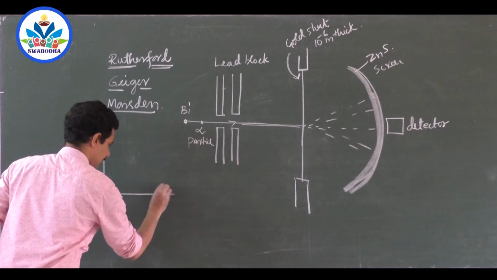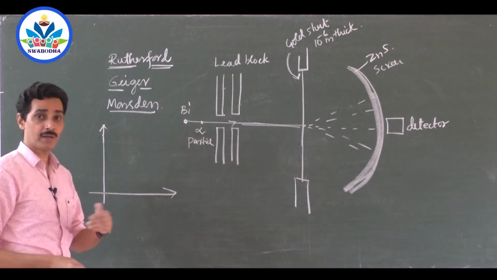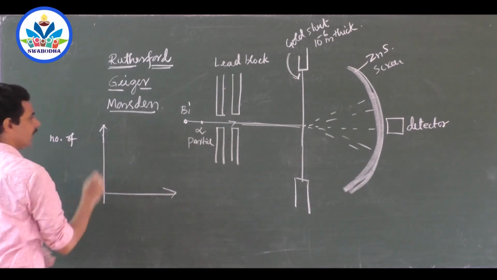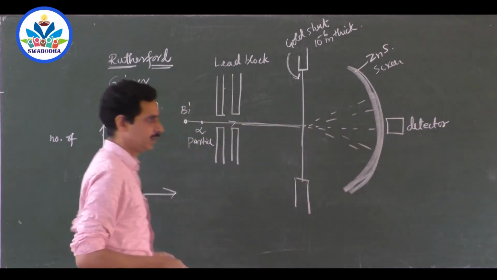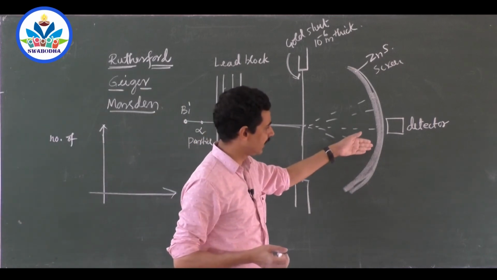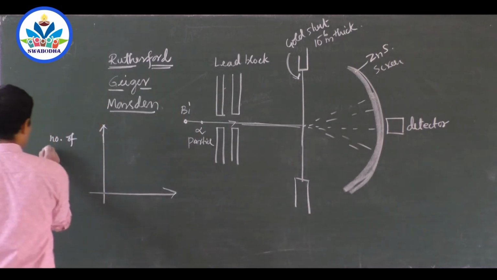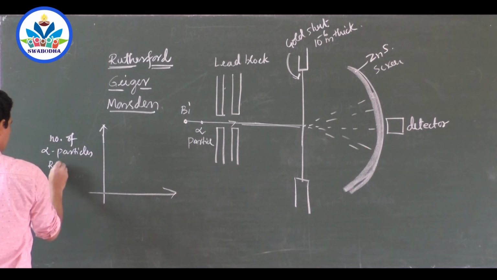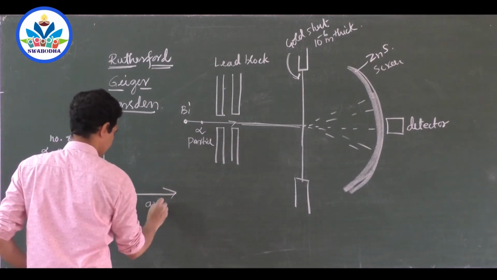They made some observations here. How many alpha particles are received? That depends on how much flash of light is observed in the microscope. If you observe more flash of light here, it means that many alpha particles are received in this position. So, number of alpha particles received versus angle of scattering.